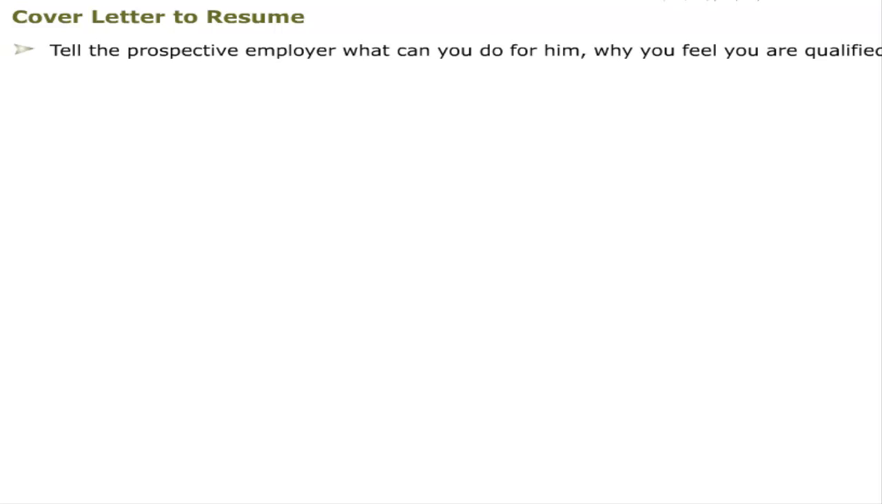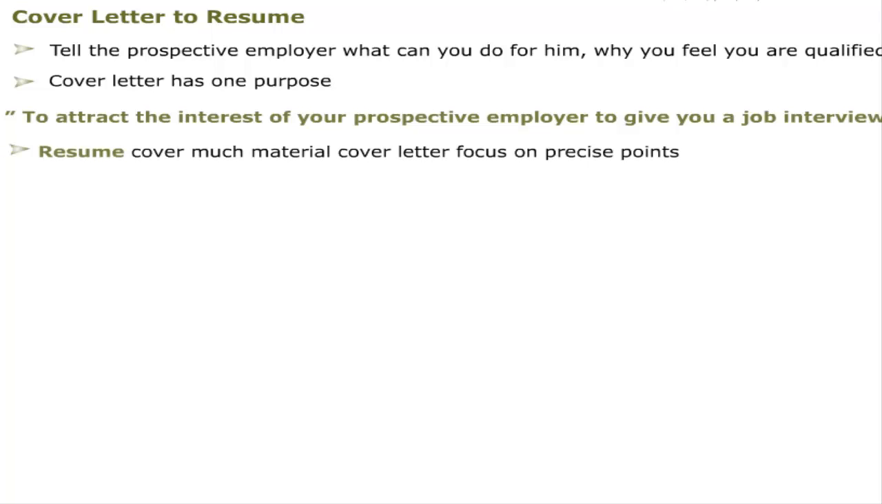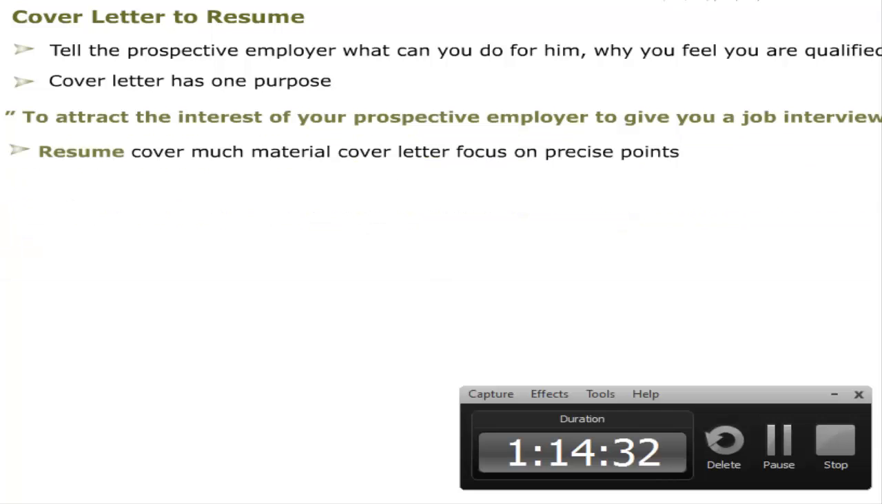Cover letter to resume. In this letter, you tell the prospective employer what you can do for him or her and why you feel you are qualified. A cover letter has one purpose: to attract the interest of your prospective employer to give you a job interview. Resumes cover much material. Cover letters focus on precise points.